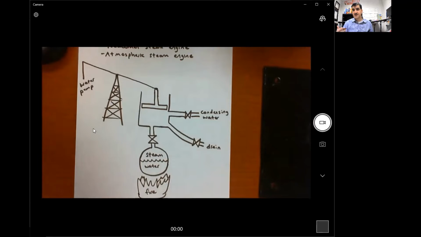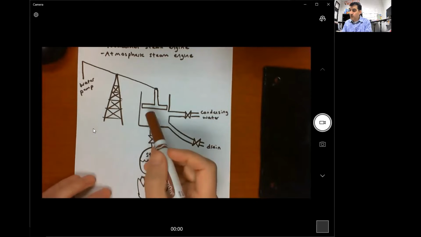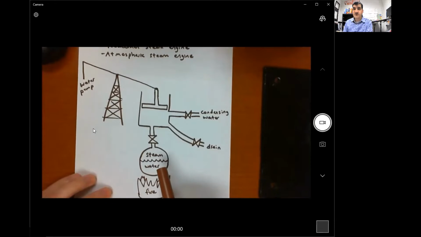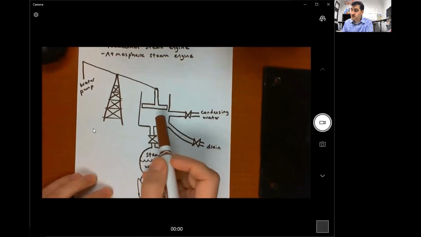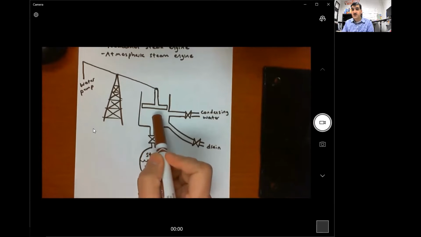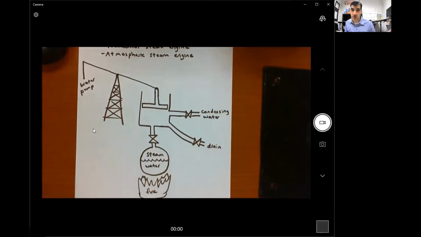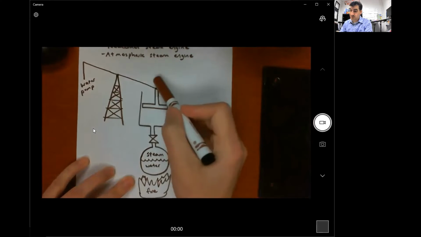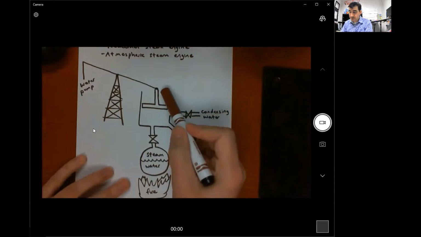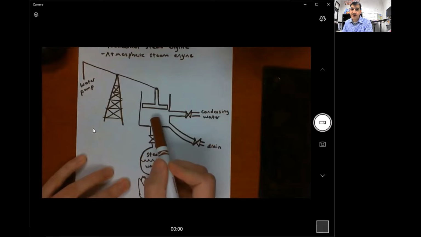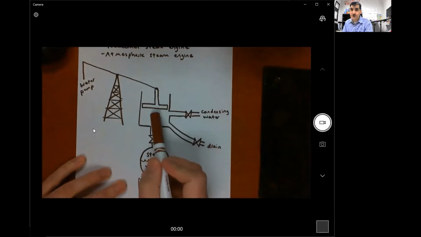And when it condenses into liquid, those molecules are no longer bouncing all around and no longer creating as much pressure on the walls of this cylinder. So it results in a lower pressure, in fact, a vacuum pressure inside this cylinder. So what's actually the power stroke, where this gets its power, is the difference in pressure between atmospheric pressure, which is up here on the top side of the piston, and the vacuum that's created in here when the condensing water shoots in here.